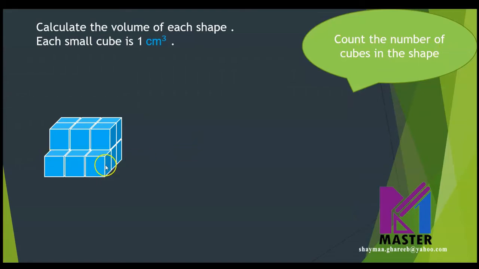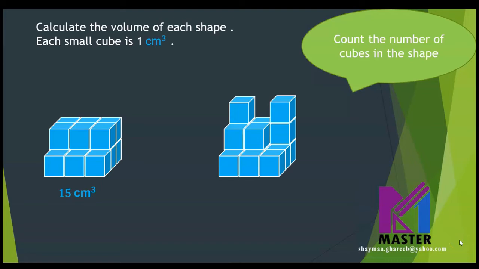Let's count. Look at the first layer. I have 3 rows, and each row has 3 cubes. So the first layer, all of it, has 9 cubes. And on top of it, there are 2 rows, and each one has 3 cubes. So in total, we have 6 cubes up and 9 cubes down. So 6 and 9 equals 15 cubic centimeters.